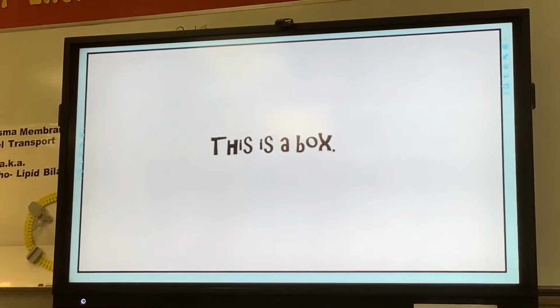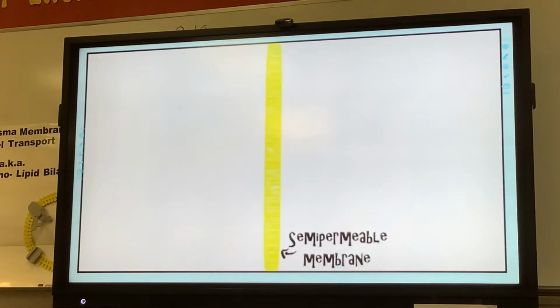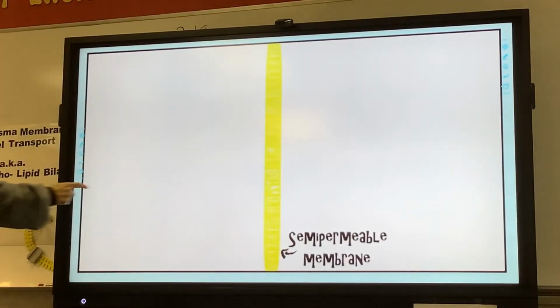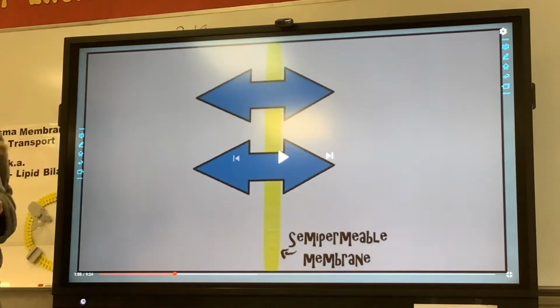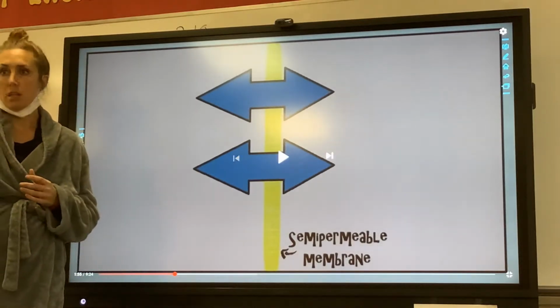So let's imagine you have a box with a semi-permeable membrane in the center. And remember, this membrane will let tiny things. So what does it mean to be semi-permeable? Allows some things.